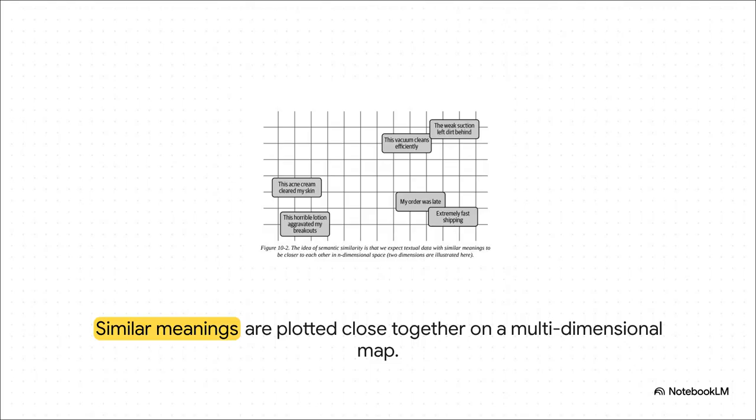This map is a perfect example. Just look at it. "This acne cream cleared my skin" is plotted super close to "this horrible lotion aggravated my breakouts." Now, why is that? Because they're both talking about skincare, right? Meanwhile, "my order was late" is near "extremely fast shipping" because they're both about delivery. On this map, closeness means they're talking about the same kind of thing.